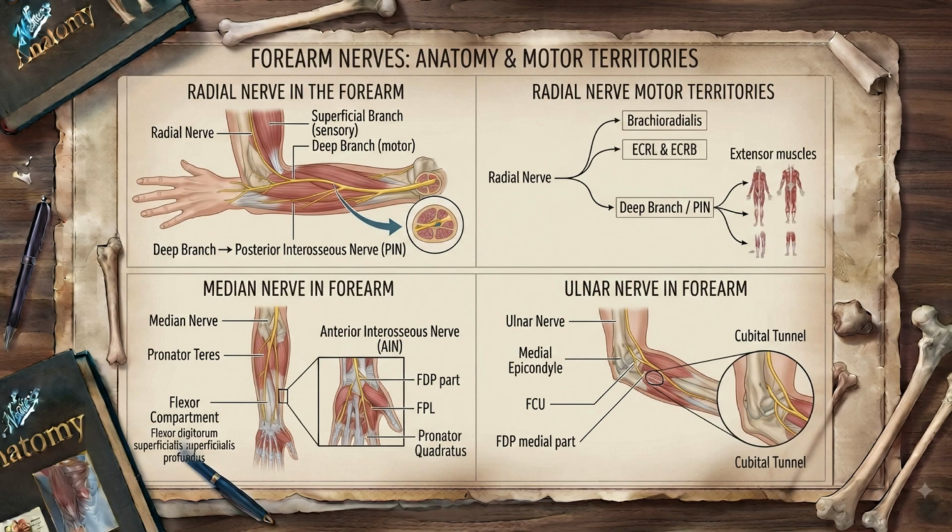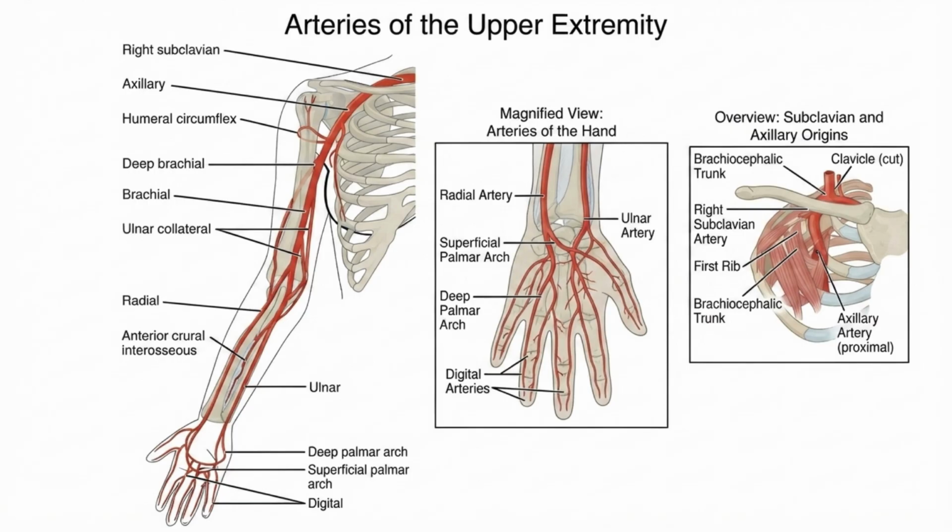Let's summarize the three major nerve systems. Median nerve: most flexors, pronators. Anterior interosseous nerve: FPL, pronator quadratus, and a part of FDP. Ulnar nerve: FCU and medial FDP. Radial nerve and posterior interosseous nerve: extensor-supinator muscles.